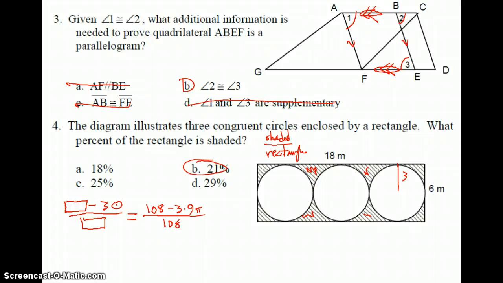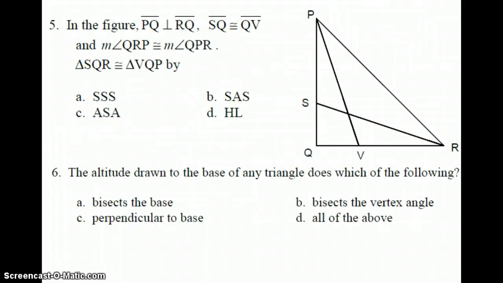Okay. No, I didn't expect you to have that calculator, but I'm just kind of giving you a preview of how cool that is. Alright, in the figure, this is a right angle. SQ is congruent to VQ, and the big angle here is congruent to the big angle here. Well, the big angles are not in the triangles they're talking about. The triangles they're talking about are these overlapping guys down here.